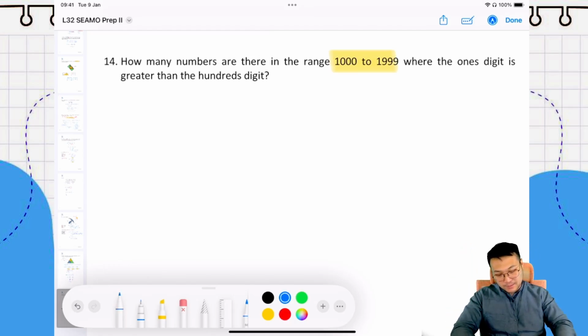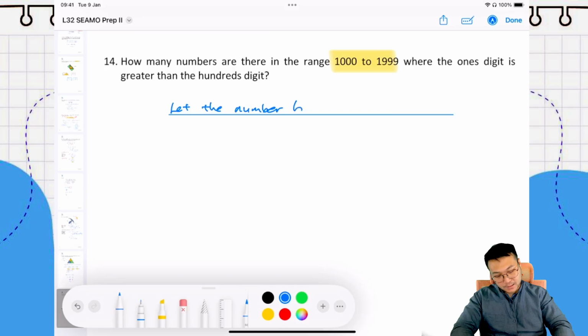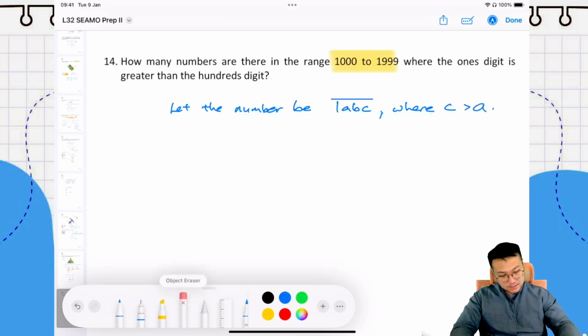So if we have a 4-digit number, we can say let the number be a 4-digit number 1ABC, where the ones digit is greater than the hundreds digit. The ones digit is C, and it must be greater than the hundreds digit, which is A. So students, you must make sure that C is bigger than A for this question. And they're asking you how many numbers are there where C is greater than A.